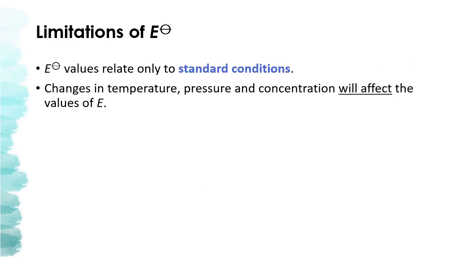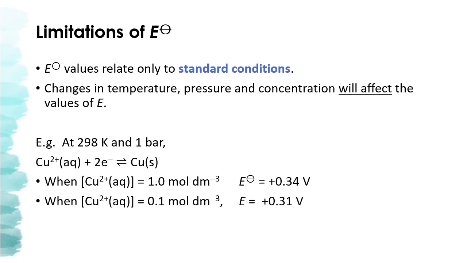Another limitation is that the values that we obtain from the data booklet apply to standard conditions, which means 298 Kelvin and 1 bar, and aqueous concentration of ions is 1 mole per dm cube. So if anything varies or deviates from the standard conditions, the E naught cell will change.